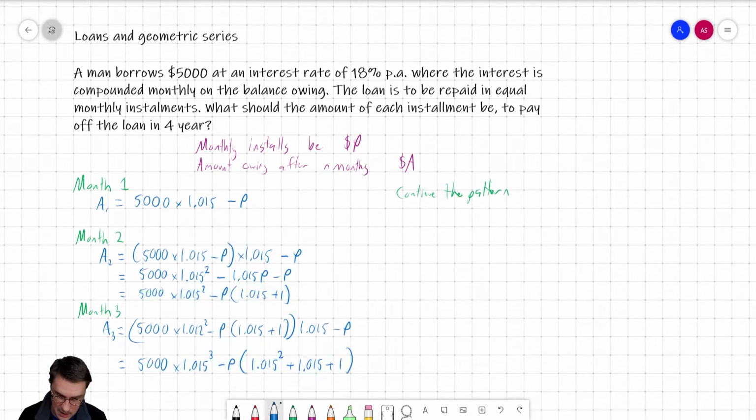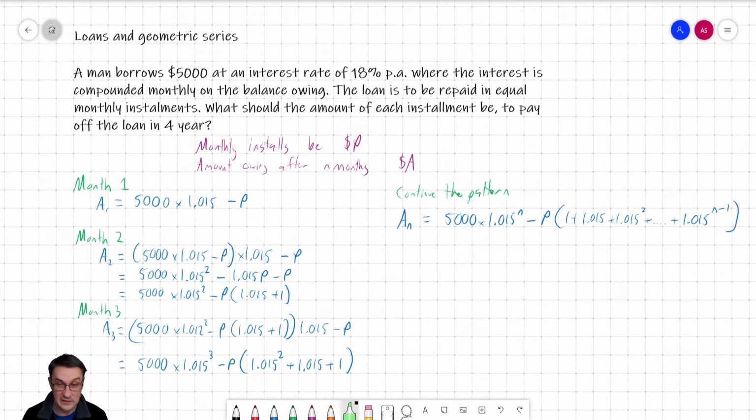So what we're going to have now is A_n is going to be equal to 5,000 times 1.015 to the power of n minus P bracket 1 plus. Now I'm going 1 plus because I want to reorder what I've had down here so that I have it as a geometric series. So in this case here, it's going to be 1 plus 1.015 plus 1.015 squared. And moving on to that last point, it's going to be 1.015 to the power of n minus 1. Now, the reason it's n minus 1, if we come and look here, this was the 3rd month.